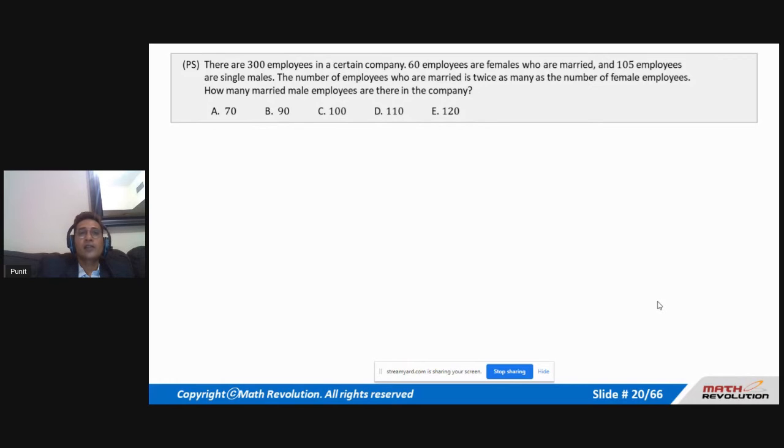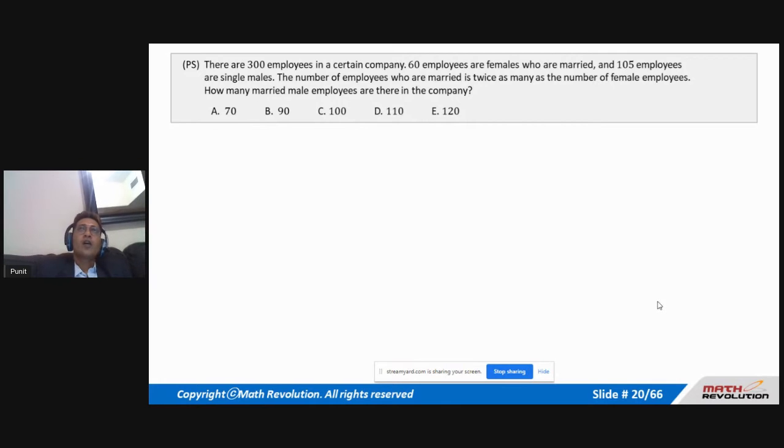So there are 300 employees in a certain company. 60 employees are female who are married, and 105 employees are single males. So right now they are talking about the company, females and males. Female with a condition that they're married, males with a condition that they're single. The number of employees who are married is twice as many as the number of female employees. And we need to find how many married male employees are there in the company.